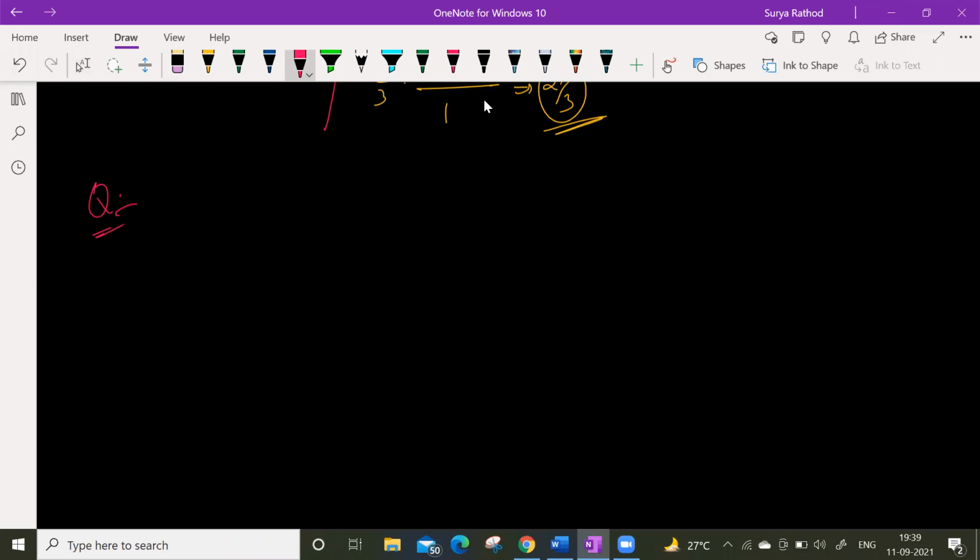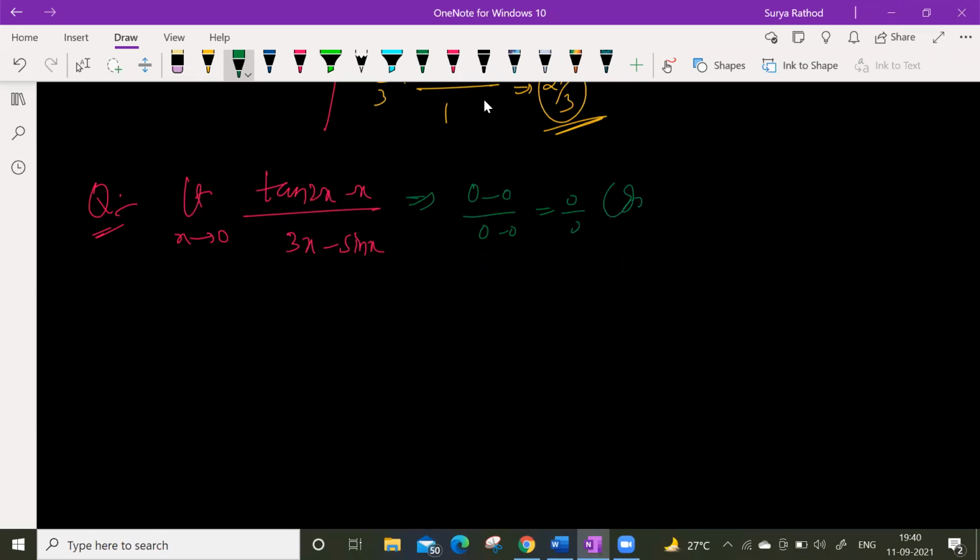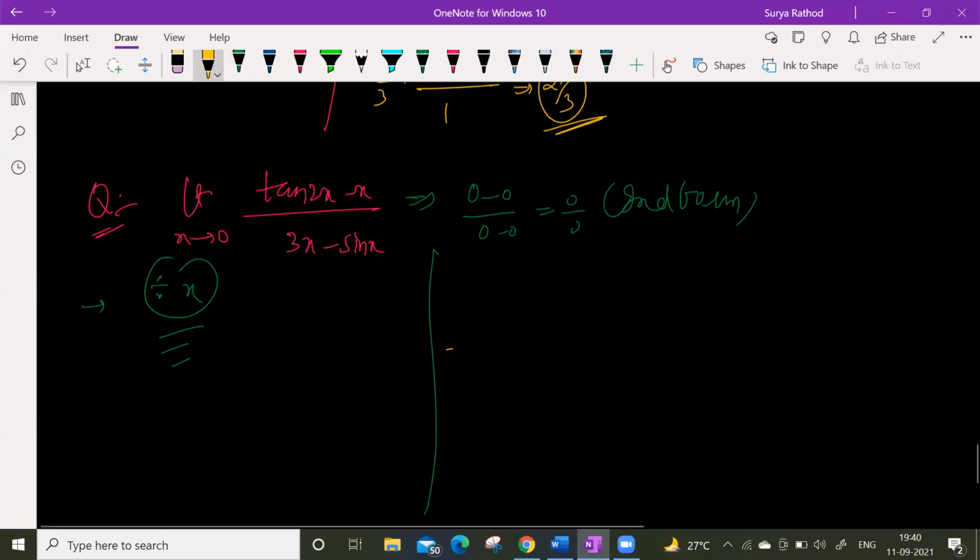Here I said, limit as x tends to 0 of (tan 2x minus x) divided by (3x minus sin x). I told you the normal method. First you substitute the value of x: tan 0, 0 minus 0, 0 by 0 comes, an indeterminate form. So the normal method is: divide by x in the numerator and denominator, and split it as per the trigonometric limit formulas. That's how you used to do it in the normal method, isn't it?